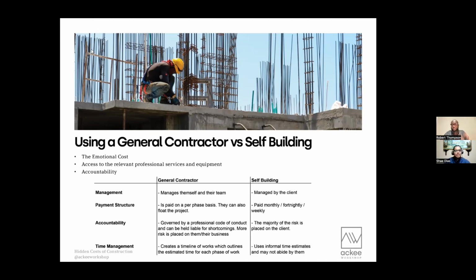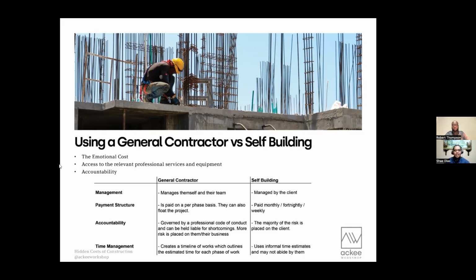Yes, definitely. So the general contractor would pay from phase to phase, while with self-building, you might pay workers monthly, fortnightly, or weekly. It really does vary based on the preferences of the client. Another very large thing to consider when deciding whether to use a general contractor or self-building is their accountability. General contractors are governed by professional codes of conduct, and they hold a lot of reliability when it comes to building projects. They would acquire a lot of risk if they weren't accountable for your project. They also would be liable legally for any shortcomings that may come across. Whereas if you do self-building, the majority of that risk is placed on the client.